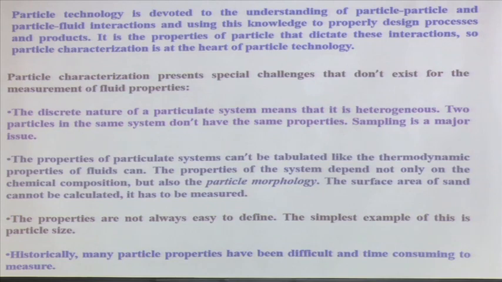But can I tell, by looking at a particle, what its density is? What is its surface area? What is the roughness of that surface? Can we tell what the actual size of that particle is? No, it is not documented. Even if you pick up two particles from the same place, they may differ in properties. So that is the difficulty with the particle.